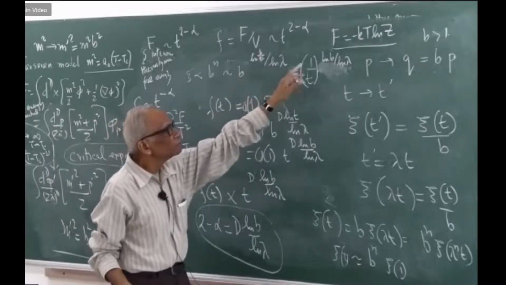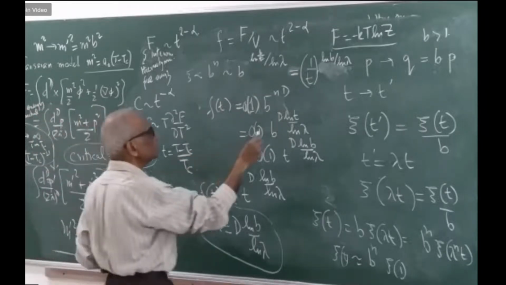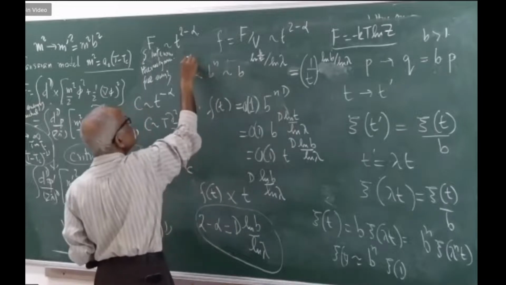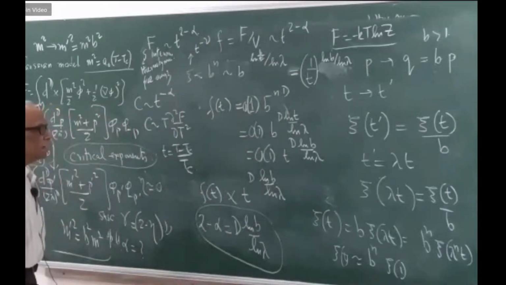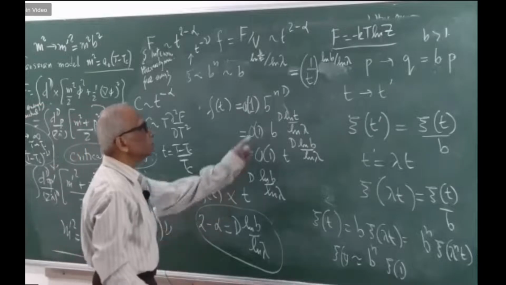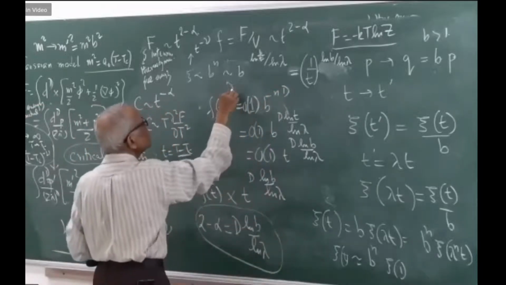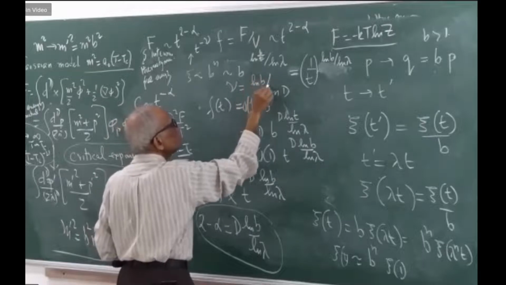But the correlation length is supposed to go like t to the power minus nu, and therefore nu is equal to log b by log lambda.